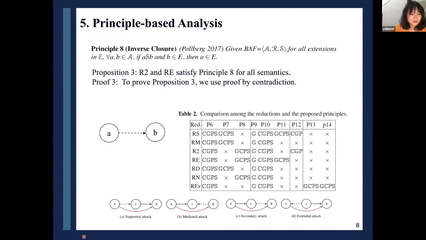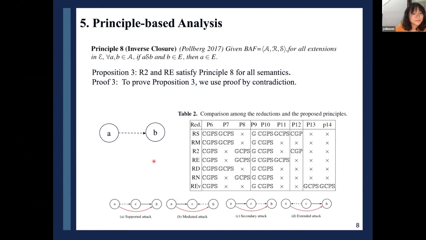Okay, let's continue. R2 and RE satisfy principle 8 for all semantics. And we have proof 3 to prove proposition 3. We use proof by contradiction. Here we assume R2 does not satisfy principle 8. So that means there is an argument B belonging to extension E, but A does not belong to E, where A supports B.